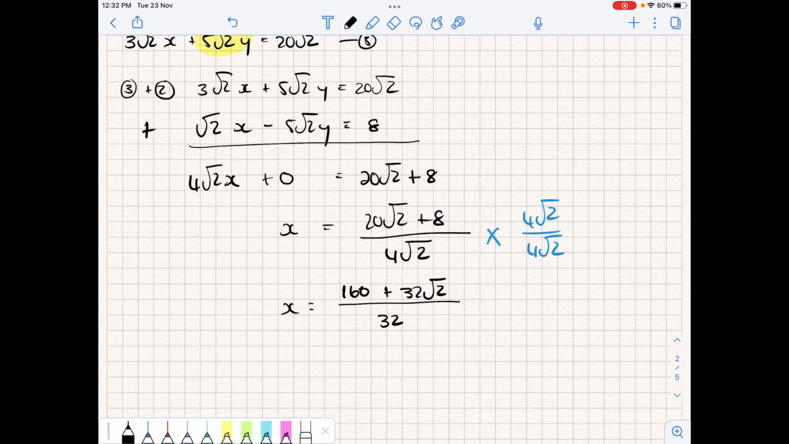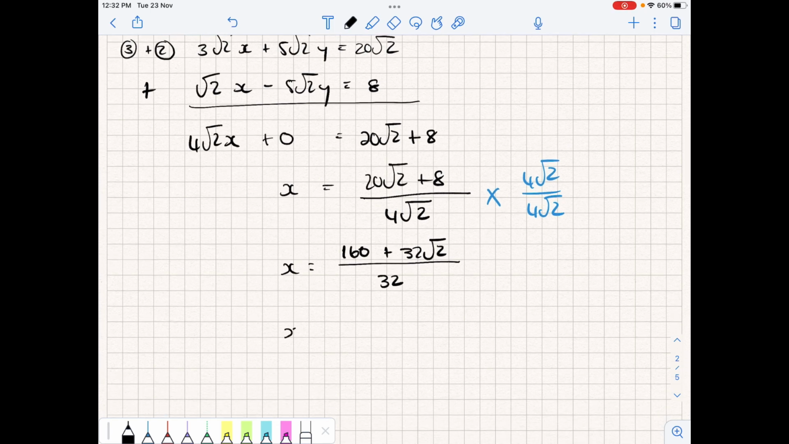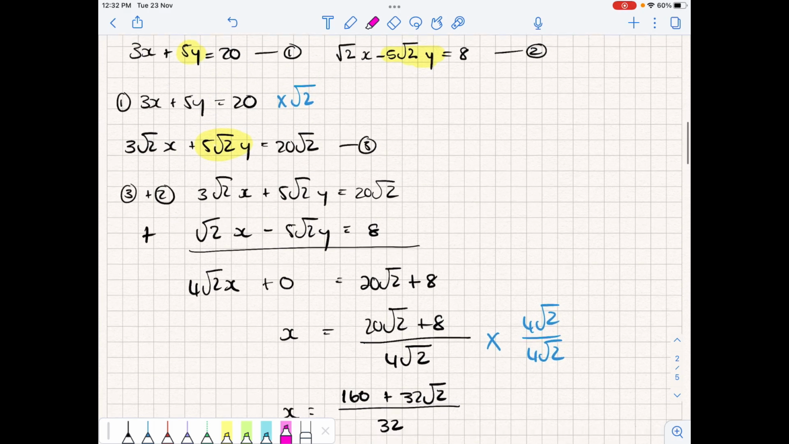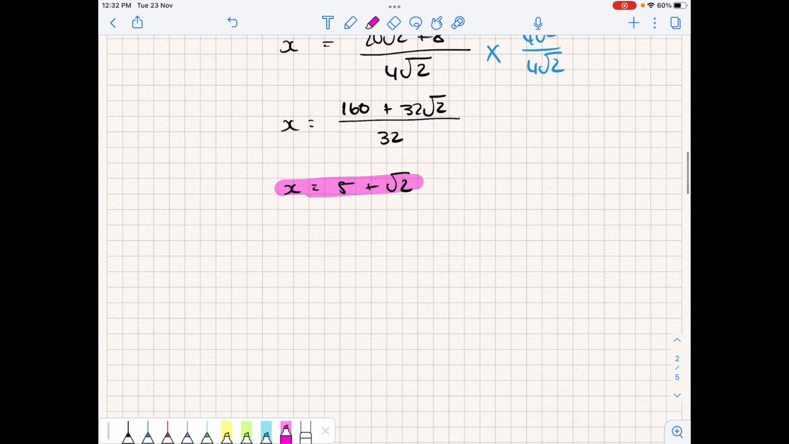And we can just double check that these can be simplified. So 32 goes into 160 5 times. So we'll end up with x equal to 5 plus square root 2. Now what we can do is take this answer and substitute it into any of our equations and solve for y. And again, if it leaves us with a surd on the denominator, we will have to rationalize.